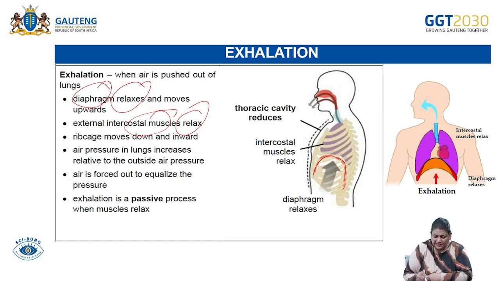The intercostal muscles also relax, and the rib cage moves down and in, and therefore the air pressure in the lungs will increase. Now, high air pressure, because less space. And then because the pressure is high inside, compared to the air pressure outside, which is going to be low. So here there's going to be a high air pressure, and outside there'll be a low air pressure, and air will move out from high to low, and we exhale the air.